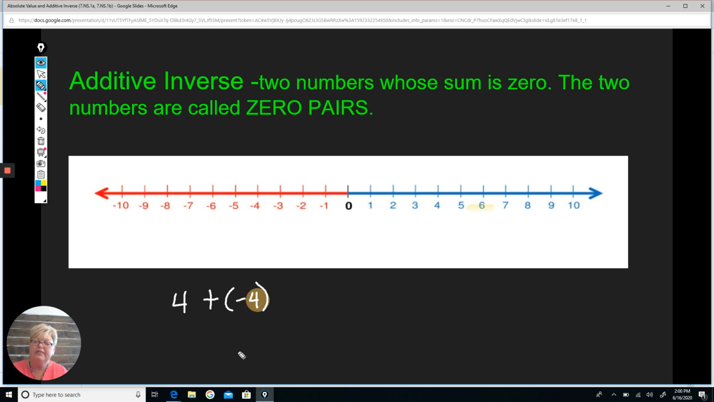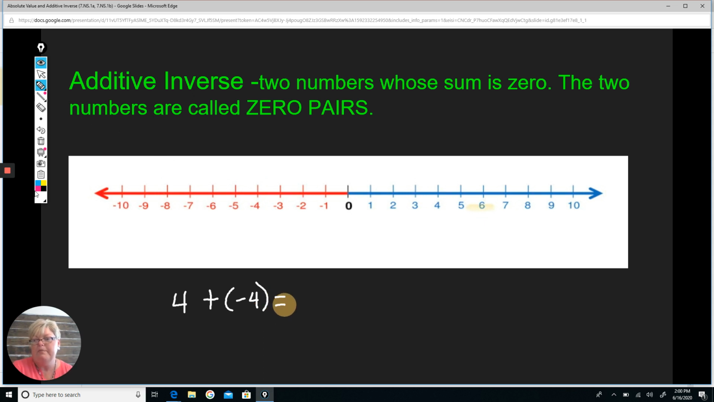Now, I don't want you to get those parentheses confused with absolute value. Absolute value has very straight lines. And this around the -4 is parentheses. And the reason we use the parentheses here is to separate the plus sign and the negative 4 so we don't get confused.